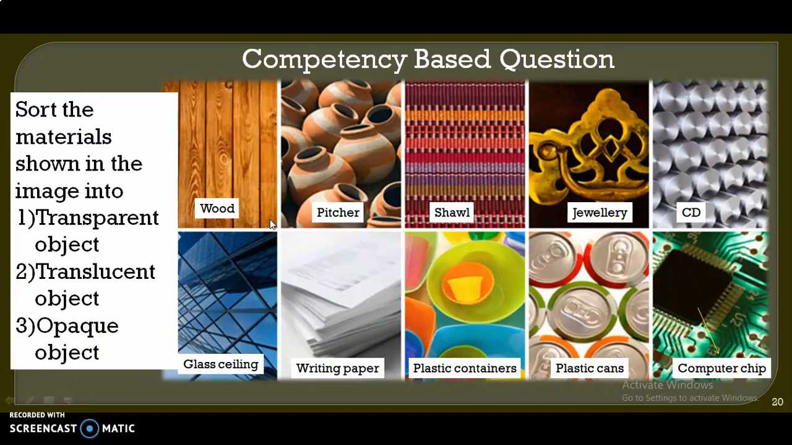Now here is a list of various objects: wood, picture, shawl, jewelry, CD, glass ceiling, writing paper, plastic containers, plastic cans and computer chip. Now what you have to do? You have to sort these materials into transparent objects, translucent objects or opaque objects.